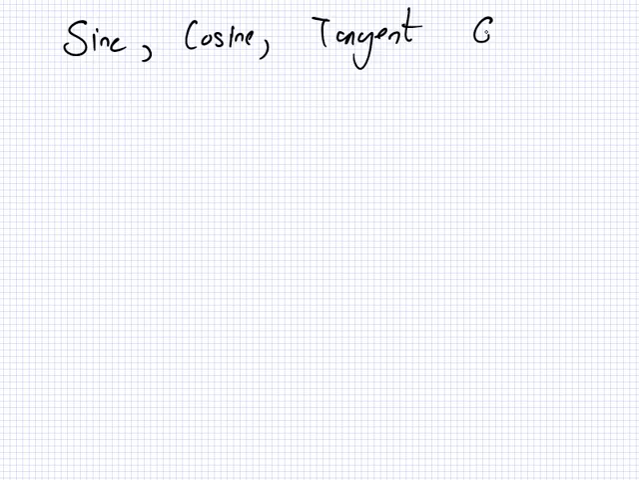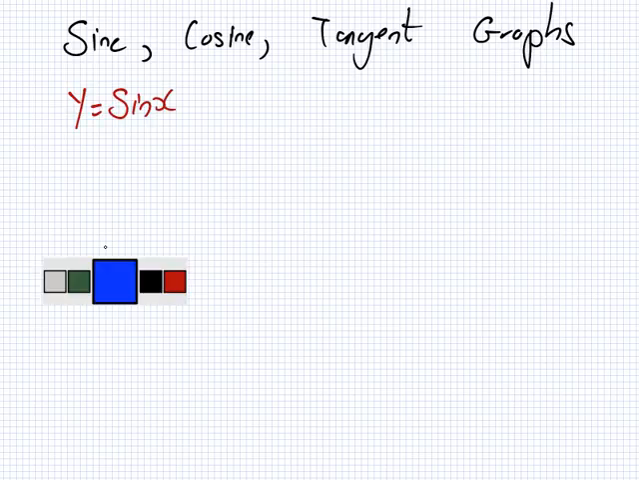Okay, we'll start the next topic now. We're looking at sine, cos, tan graphs. So the first graph I want to show you is what does the graph of y equals sine x look like, and we'll use degrees.